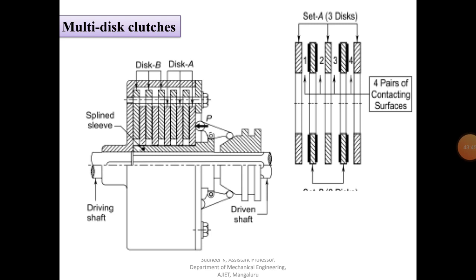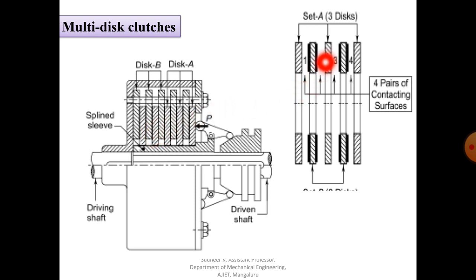Now coming to multi-plate clutches, there is a small difference between the single plate and multi-plate clutch. As the name implies, multi, more pairs of contacting surfaces will be there. You can see here, there will be 4 pairs of contacting surfaces. This is the entire clutch setup we discussed earlier. There will be a spline sleeve that moves in the axial direction for engagement and disengagement of the two flanges. Some of the discs will be engaged to the driven shaft, and some sets of discs will be engaged to the driven flange.